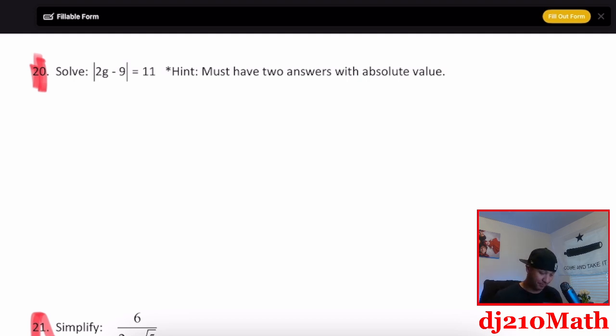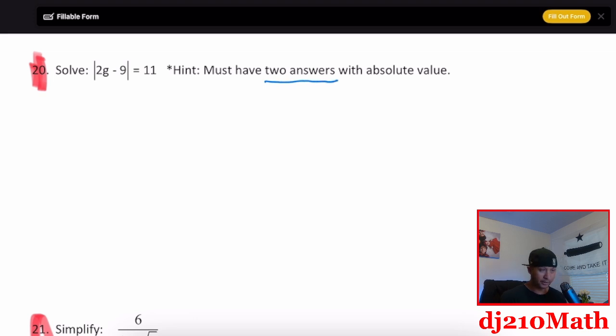So for number 20, we must have two answers, right? Because it's absolute value. So if you remember this, absolute value has two answers, a positive and a negative. 2g minus 9 is equal to 11. 2g minus 9 is equal to negative 11. So you just change the positive to a negative. And we just solve for g, right? It's a one variable problem, plus 9.